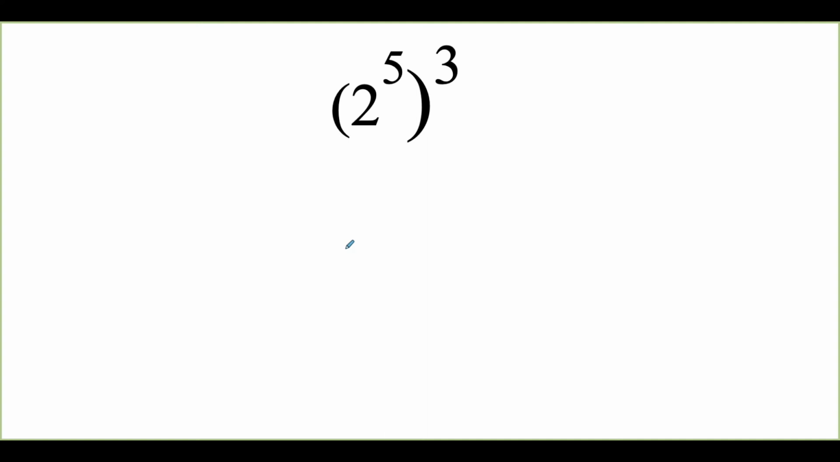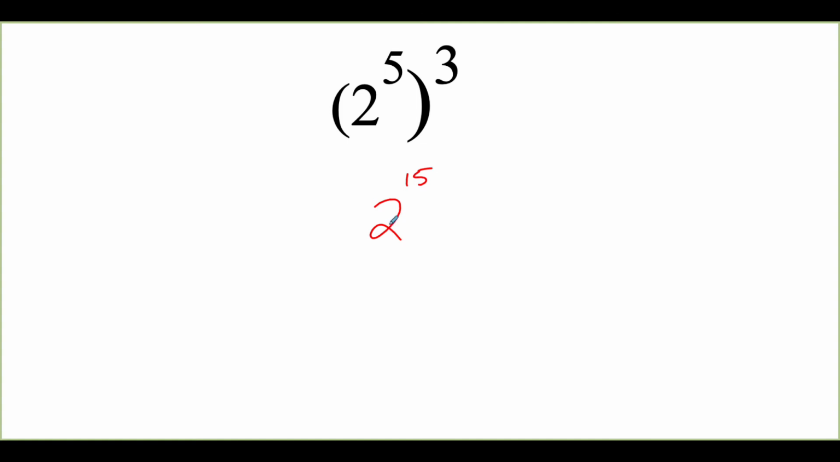So if we look at what's happening in here with this first example, we've got 2 to the 5th power, but then we're raising that to another 3rd power. So using that power rule, this says that we're going to keep the base the same. So in this case, the 2 is the base, but we are supposed to multiply those exponents together. So we get 2 to the 15th power as our final answer.